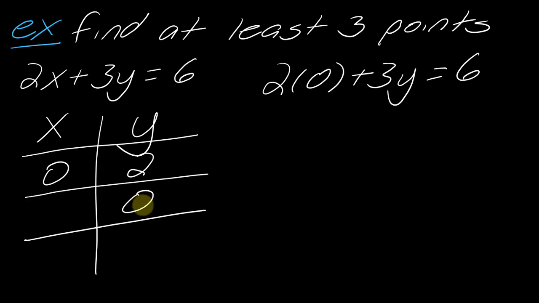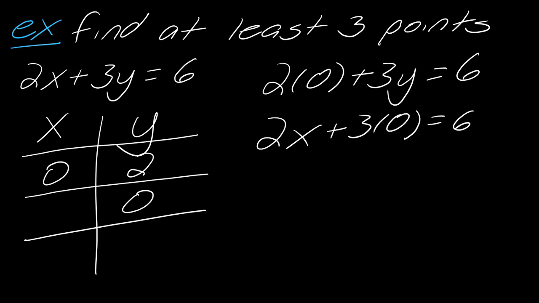And so in this case, I'm going to choose a y first. And so then I'm going to have 2x plus 3 times 0 equals 6. Then I get 2x equals 6, so x will just equal 3. Okay, and now for this last point, it's kind of like anything goes, I guess.